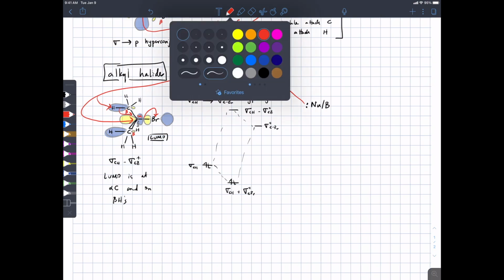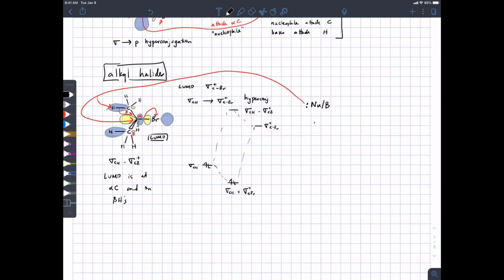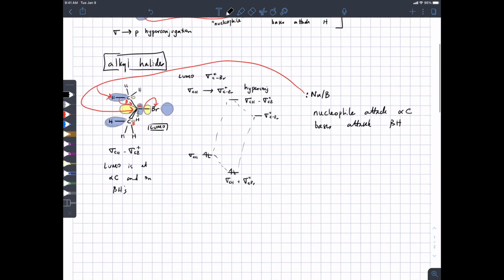Same thing as we said above. We're going to see that good nucleophiles attack the alpha carbon, whereas good bases attack the beta hydrogen, or the beta proton. One other thing that's important, it's a nuance that's actually embedded in this idea of hyperconjugation, but I want to point it out because it may not be obvious.